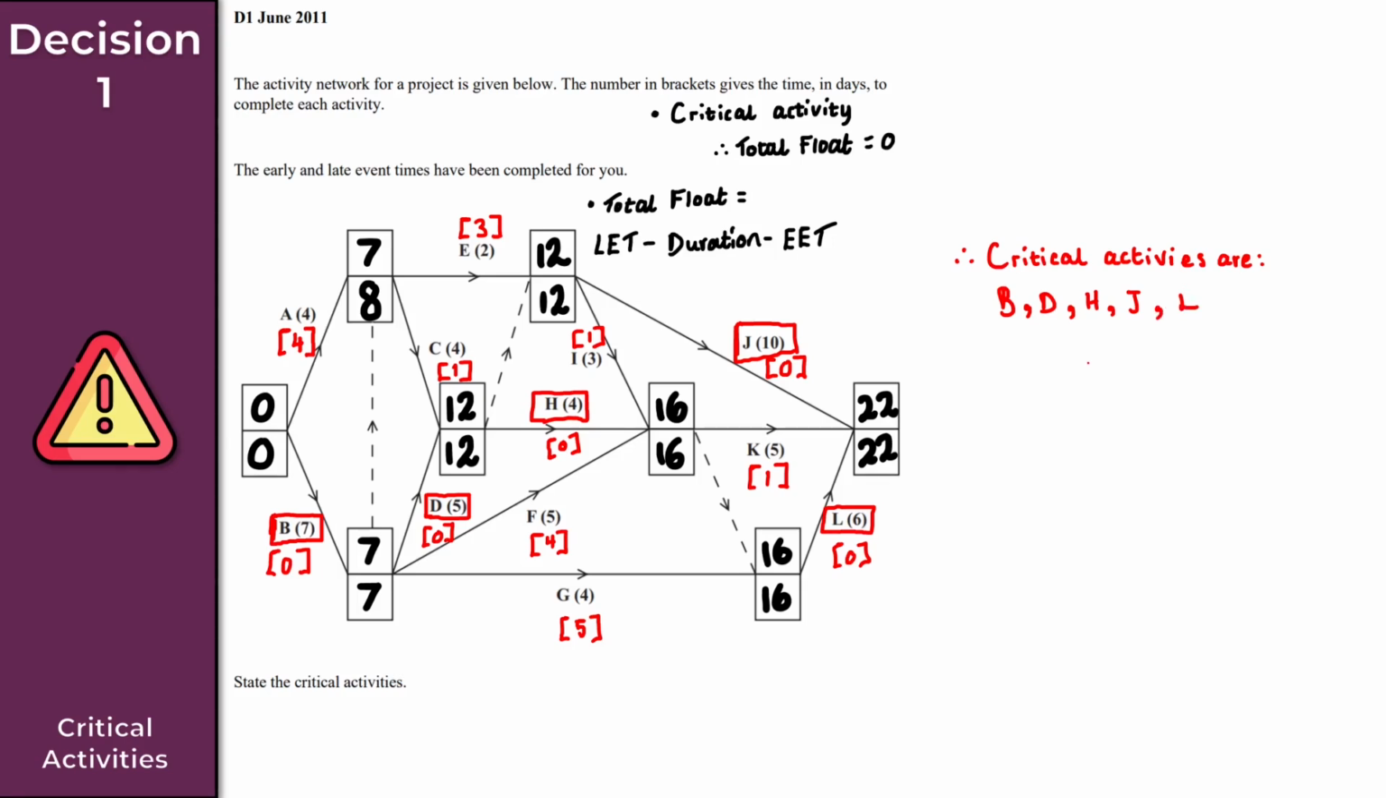Okay, like so. And there we have it then. So what we found there is the critical activities, and that gives us the solution to the one practice question for this video here. And that brings us to the end then of this video here on critical activities.